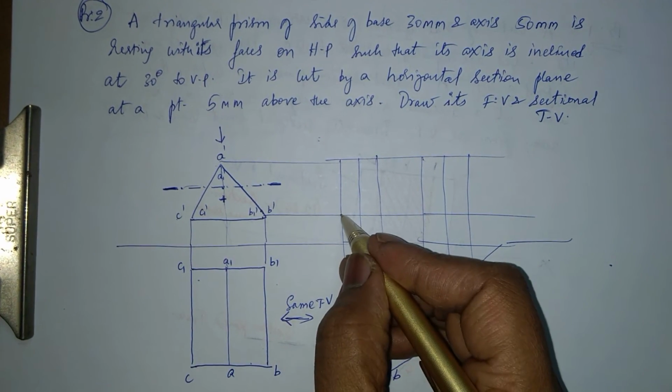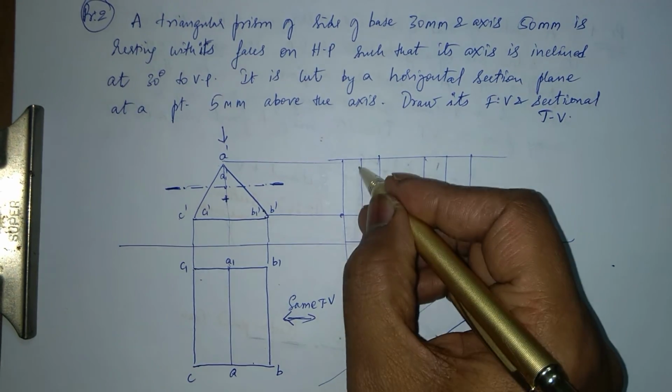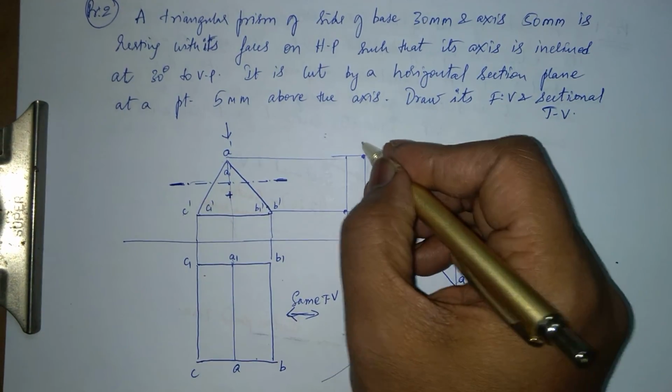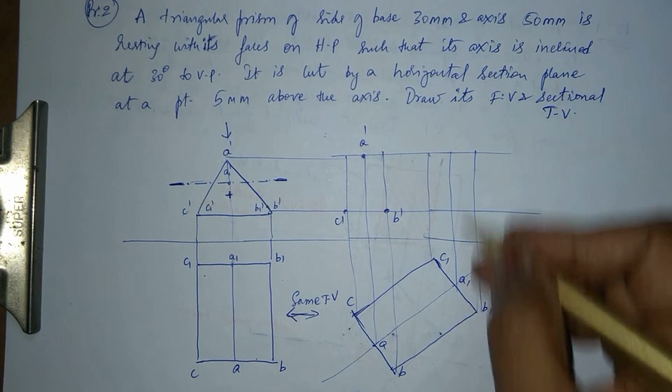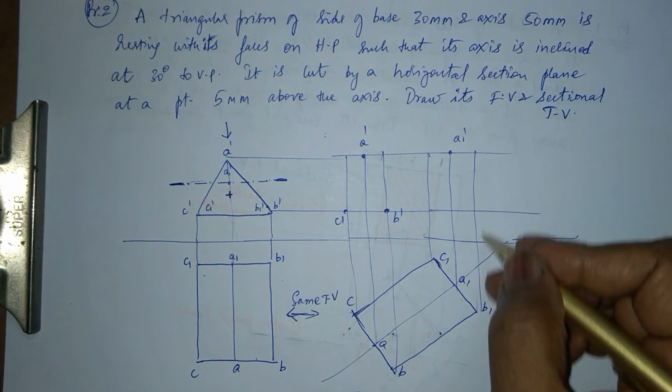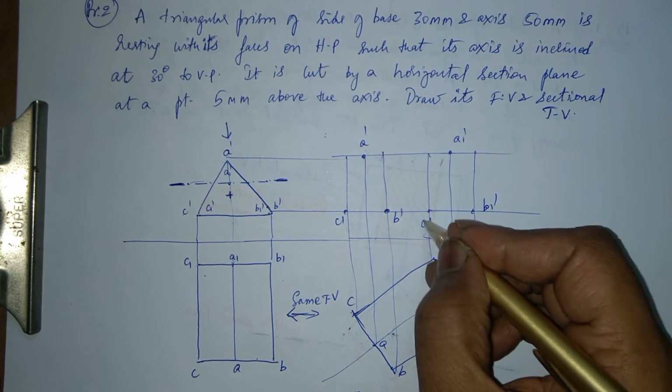So now let me get the points here. This is B and C. This is my B, this is my C, and this is my A. But this side is my A dash, B dash, and C dash. Alright. Now this is my A1 dash. This is my B1 dash. This is my C1 dash.